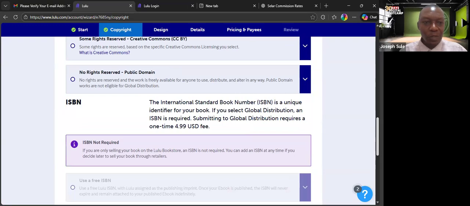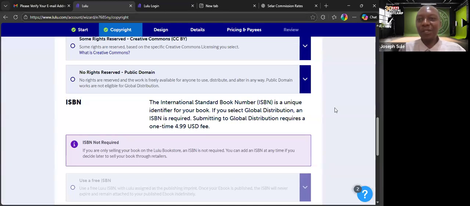The ISBN. What is the ISBN? The International Standard Book Number is a unique identifier for your book. Every published book should have an ISBN, especially if you want to distribute it globally. If I go back up and I select global distribution, I will require an ISBN. An ISBN is like a stamp, a seal to say Joseph is the owner of this book. Dr. Matthew is the owner of this book. Anybody who comes and claims ownership of the book will have to contend with me because I have an ISBN.